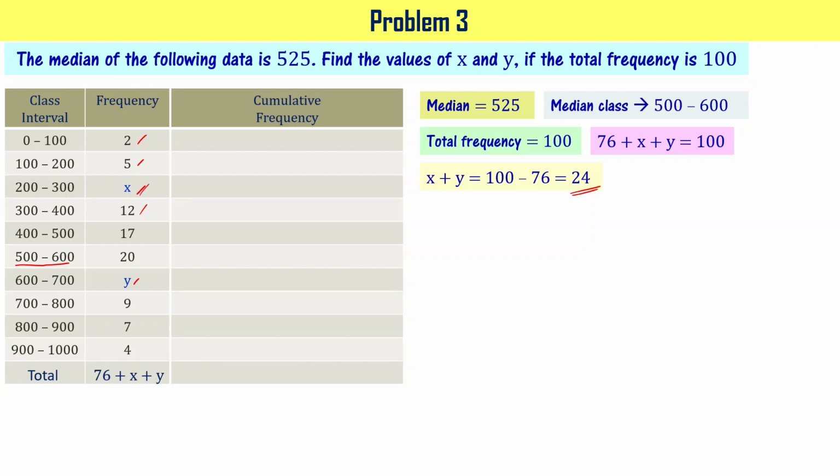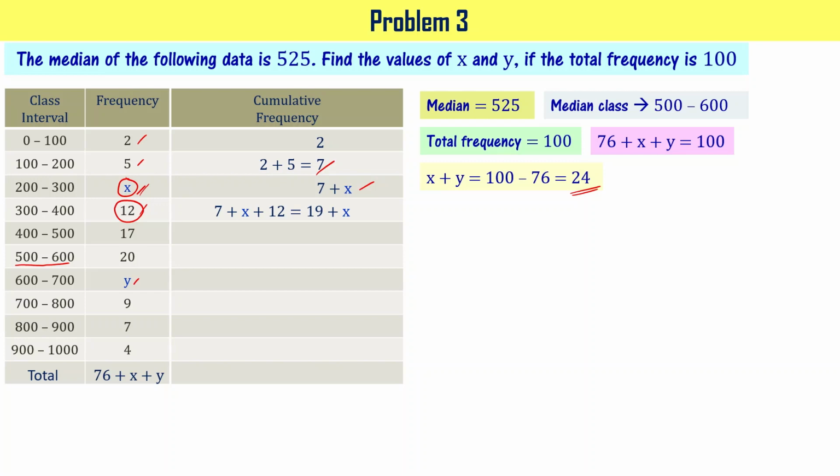Now let's write the cumulative frequency, right? We have been doing this since we started with median. We have been doing cumulative frequency. Let's do that now also. The first class it is 2. For the next class it is going to be 2 plus 5. That is equal to 7. For the next class, it is going to be 7 plus x, right? Let me write that. For the next class, it is going to be 7 plus x plus 12. That is equal to 19 plus x.